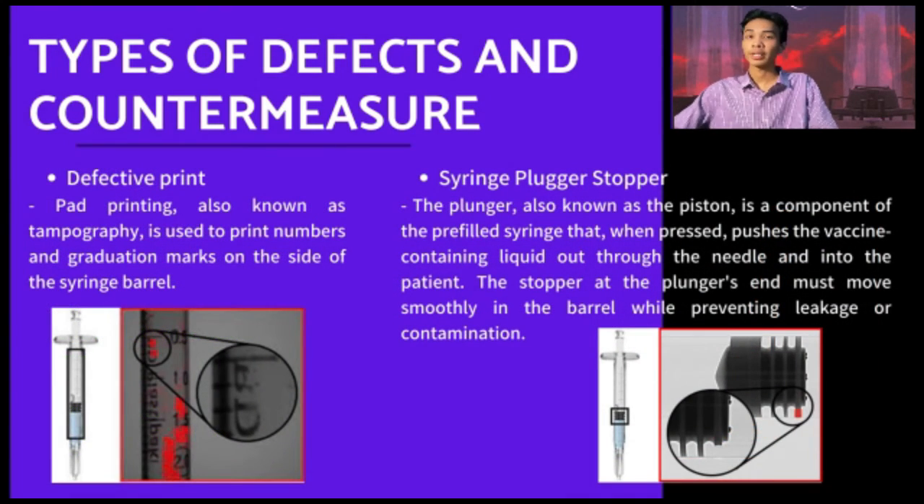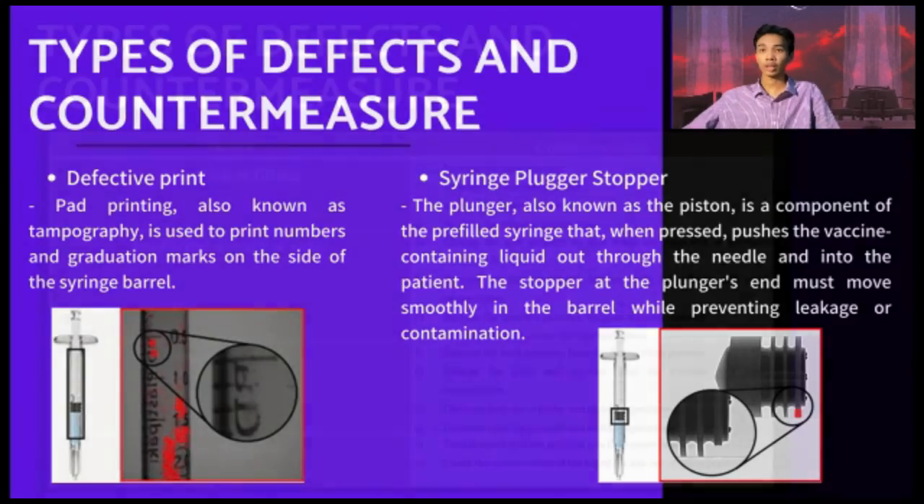Secondly is a defective print that shows scale number of the shrink. It is a pad printing, also known as typography, and the function for the pad printing is to print number and graduation marks on the side of the shrink barrel. And lastly is the shrink plunger stopper. The plunger, also known as the piston, is a component of the pre-filled shrink that when we press and push the vaccine containing liquid out through the needle and into the patient, the stopper at the plunger end must move smoothly in the barrel while preventing leakage or contamination.